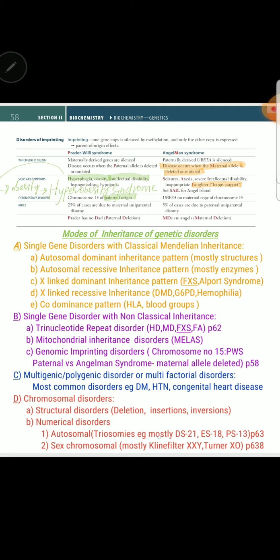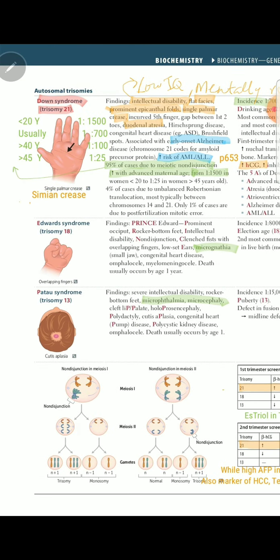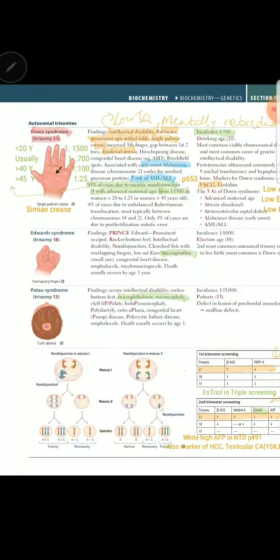So the question asks about Down syndrome. And then among sex chromosomes, mostly it is Klinefelter or XXY pattern. It is discussed on page 638 in detail. We'll discuss it in another section separately with disorders of sexual development because sex chromosomal disorders are associated with them. And we'll discuss only the autosomal trisomies here, the three famous trisomies. The first one is Down syndrome or trisomy 21, second Edwards syndrome, third is Patau syndrome or trisomy 13.